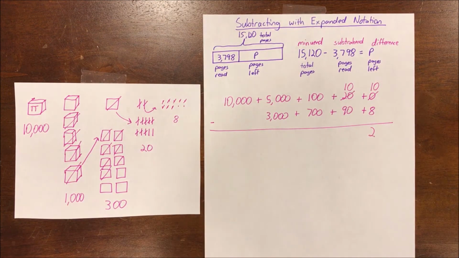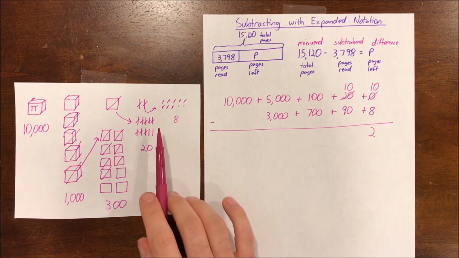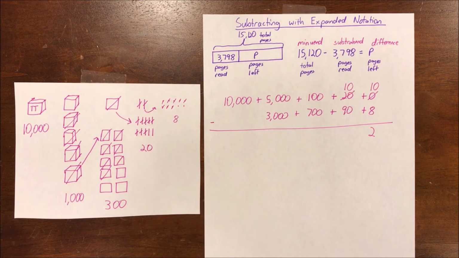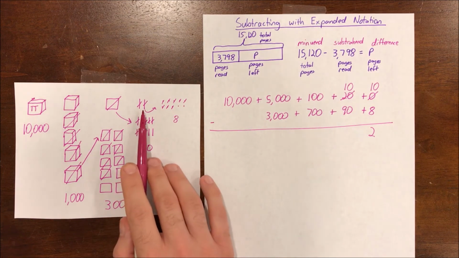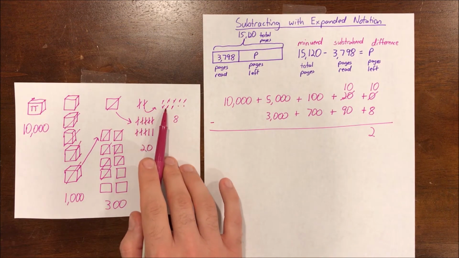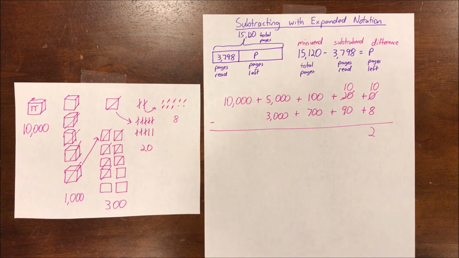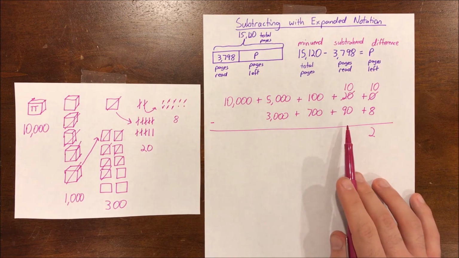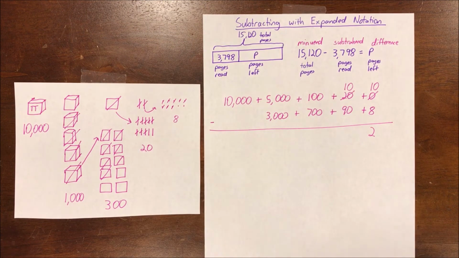Great. How's that similar to what you see over here in our picture of place value blocks? Go ahead and say it out loud. Yeah, you can see in the picture we also regrouped the 10 into 10 ones before subtracting. So how should I handle the tens place and why? Say it out loud.